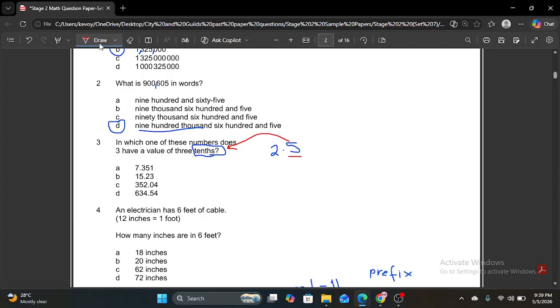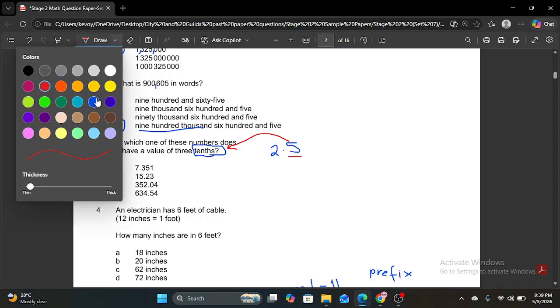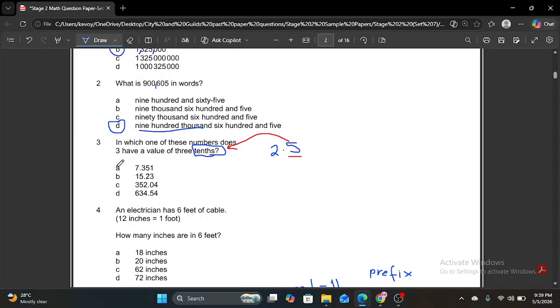So let me change this back to blue. Which number has 3 in the tens place? That would just be A right here. So A, because 3 is the number that comes immediately before the decimal point right here. So 3 is in the tens place. Alright, moving on.